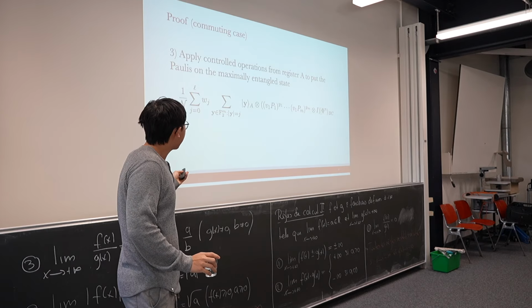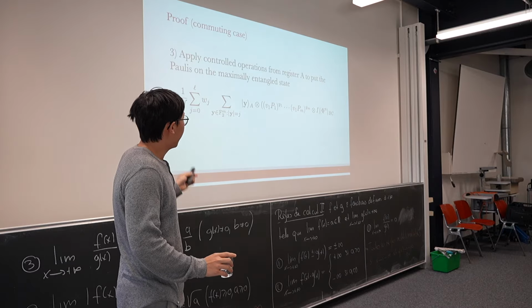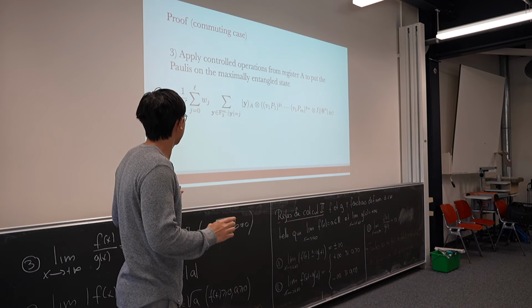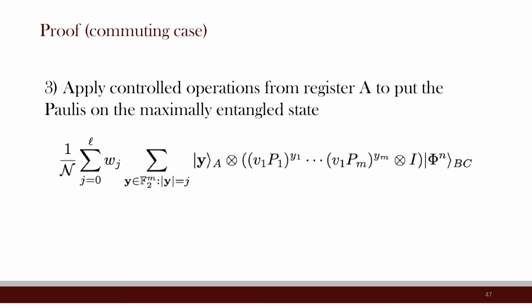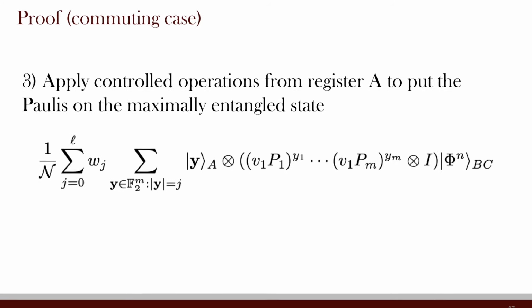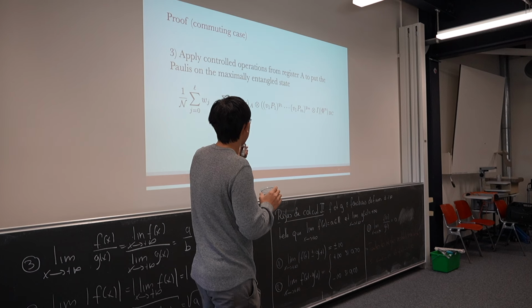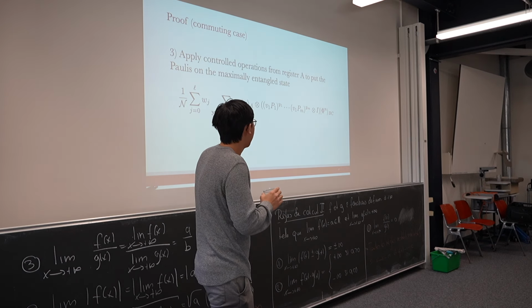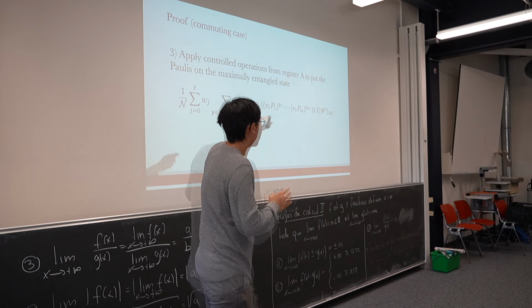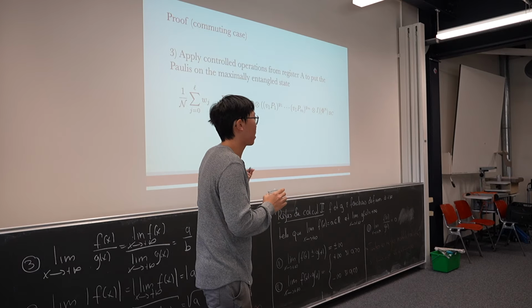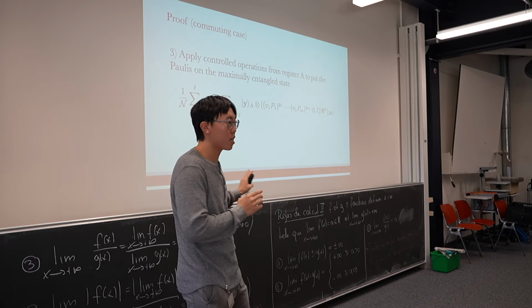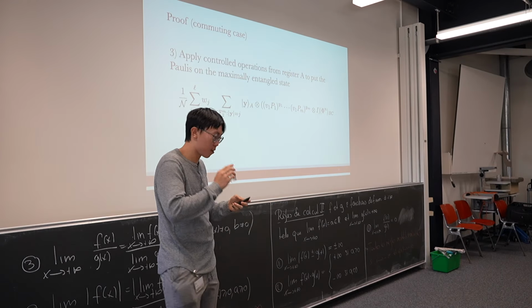Now that I'm here, I need to figure out how to get those Paulis on. And this turns out to be not too difficult, because we just have to apply controlled Pauli operations from register A to register BC. So if y1 is 1, I should apply v1, p1 onto it. If y2 is 1, we should do that as well. If y2 is 0, we should do nothing, and so on. So this is just a controlled Pauli operation. So we can definitely make this fit here.